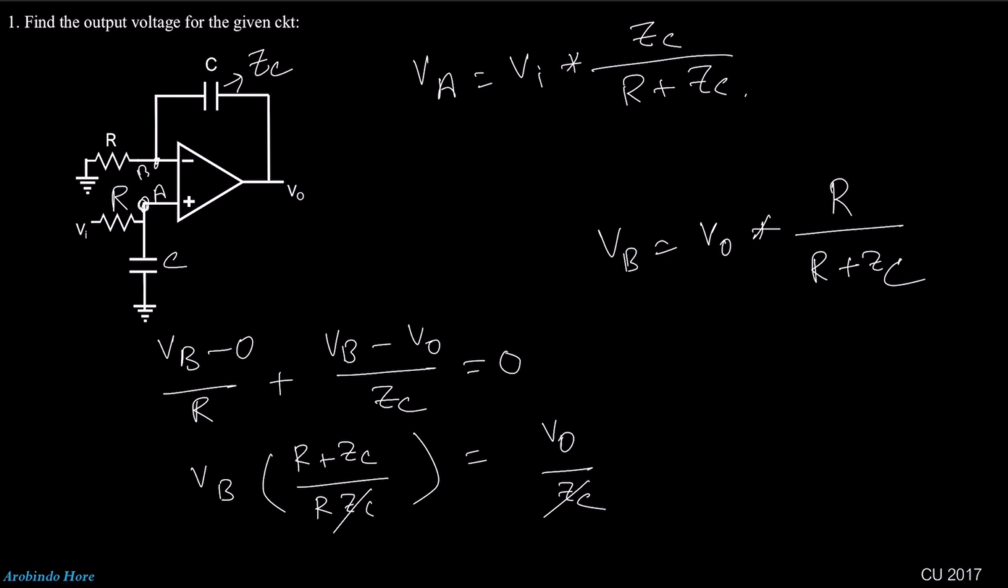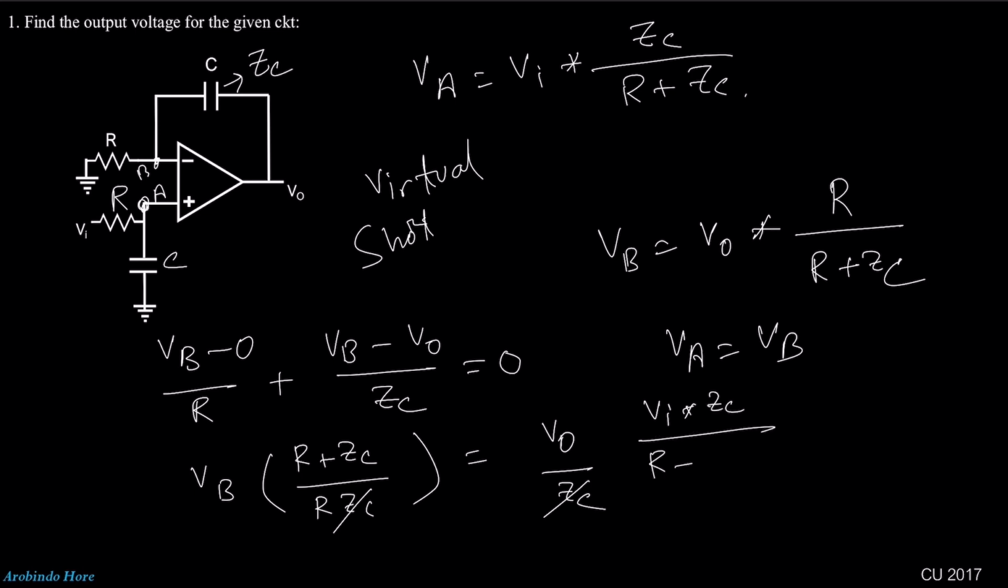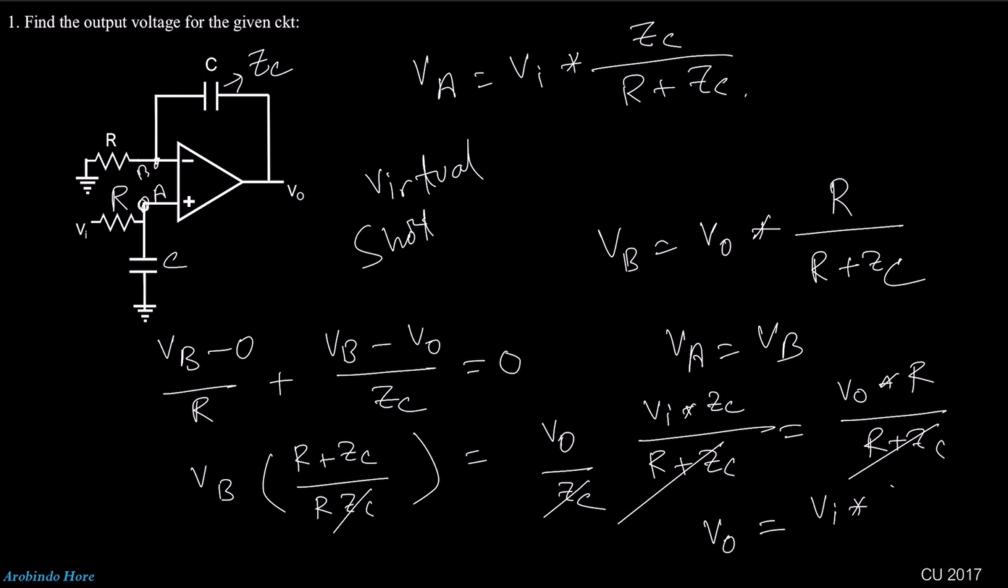Here we assume that the op-amp is operating in the active region. So we can apply virtual short. That means VA will be equal to VB. If we use this formula, then we can write down VI multiplied by ZC divided by (R plus ZC) equal to V0 multiplied by R divided by (R plus ZC). R plus ZC cancel out. We can write down V0 will be equal to VI into ZC divided by R.